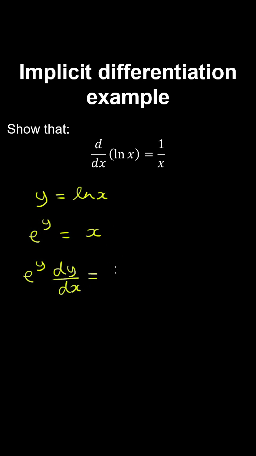Let's show the derivative of the natural log of x is 1 on x. So if we write y is equal to the natural log of x, and take e to the power of both sides, now we can differentiate this implicitly. So for a function of y, we differentiate with respect to y, and multiply by dy dx. And on the right hand side, the derivative of x is 1. So therefore dy dx is equal to 1 on e to the y, and y is equal to the natural log of x. So therefore we obtain 1 on x.